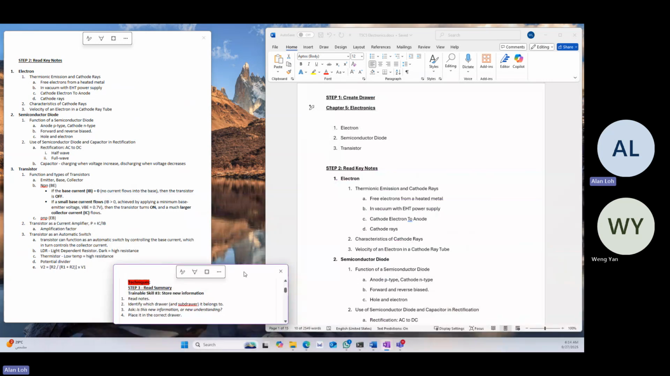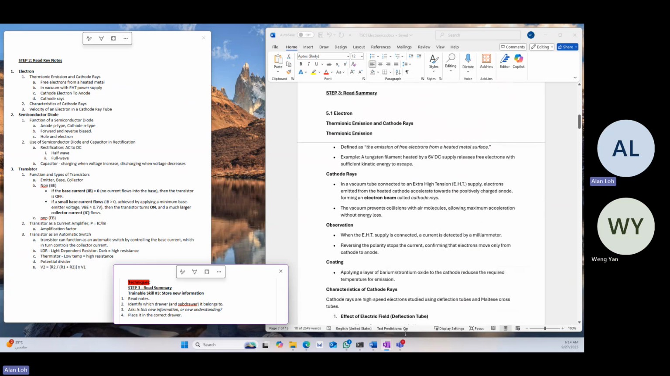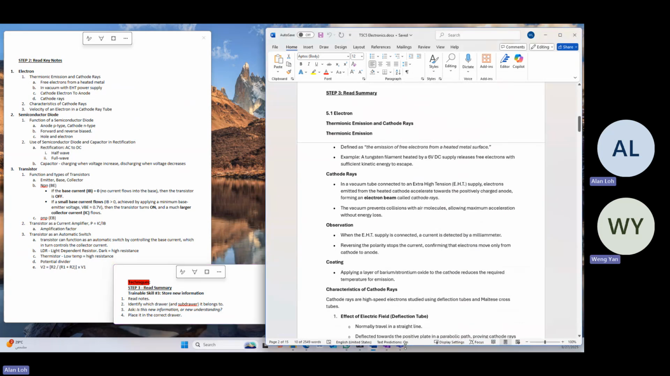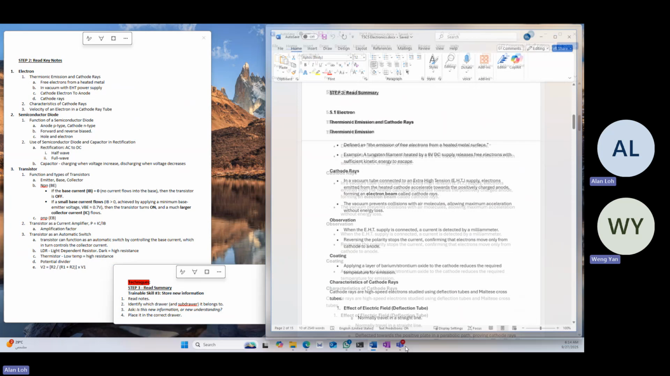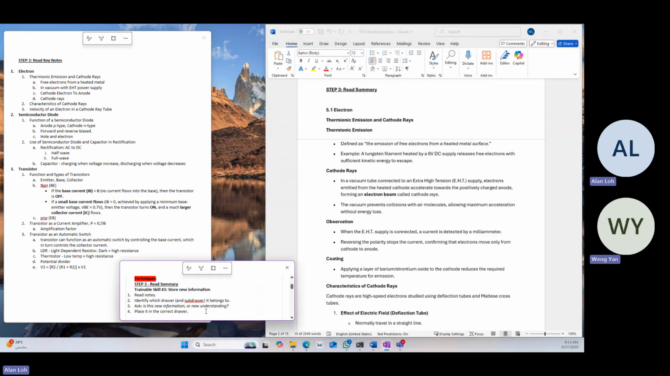Reduce clutter. Right. So let's scroll down to step 3. Pull up a bit, make it bigger. Right. So look at the red color part, the red color notes. How do you read step 3? You read the notes, you identify which drawer, you tell yourself if this is a new information or new understanding. As the start, you will have more new information than new understanding, and then place it to the correct drawer that you have created just now. All right.